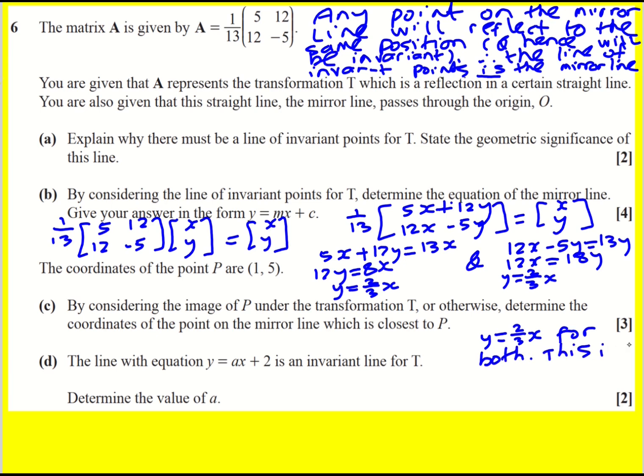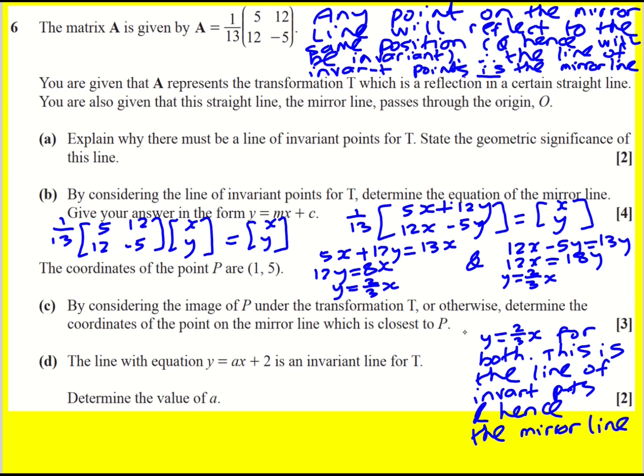This is the line of invariant points, and hence the mirror line. Coordinates of the point P are 1, 5. By considering the image of P under the transformation T or otherwise, determine the coordinates of the point on the mirror line which is closest to P.